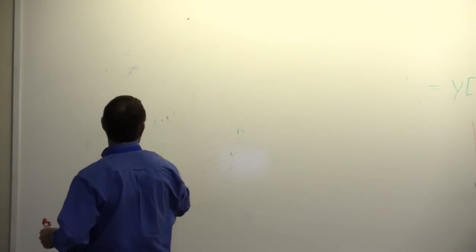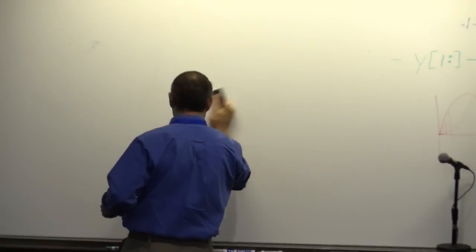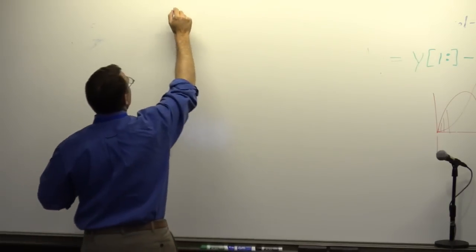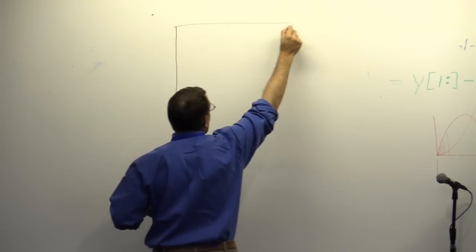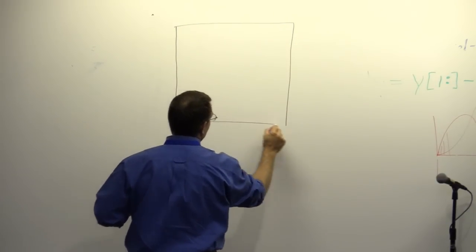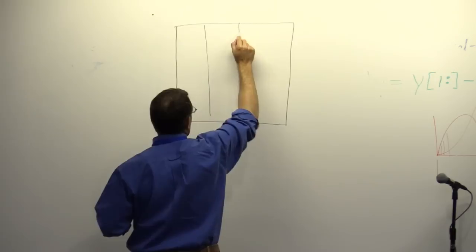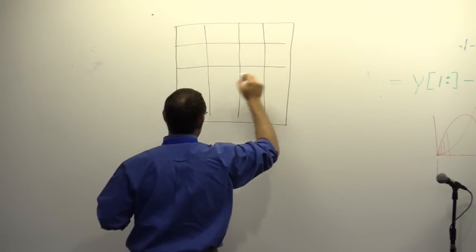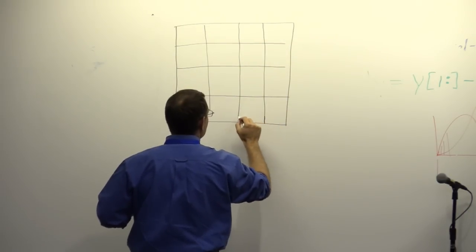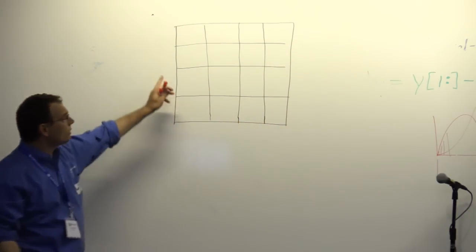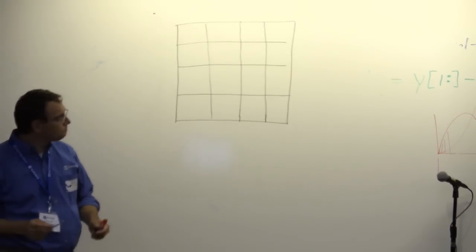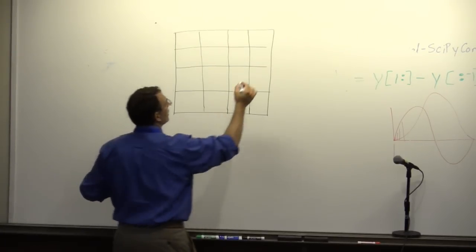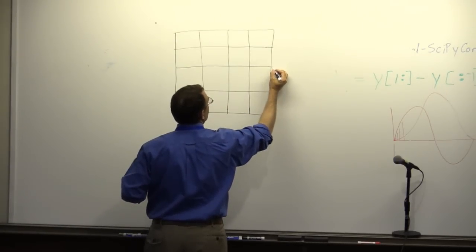We'll look at an image processing example. Imagine you have an image and these are our pixels of the image, right? And somebody gives you the task of, listen, I would like you to process this with a smoothing filter.